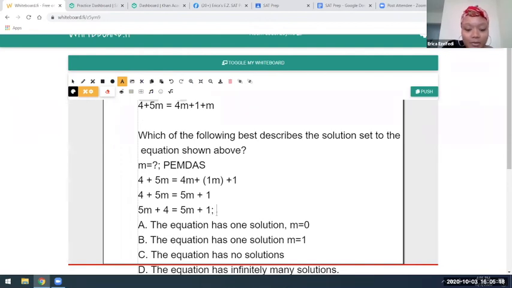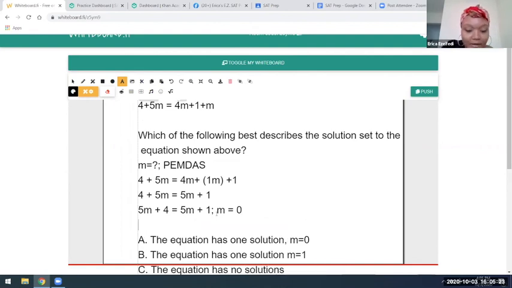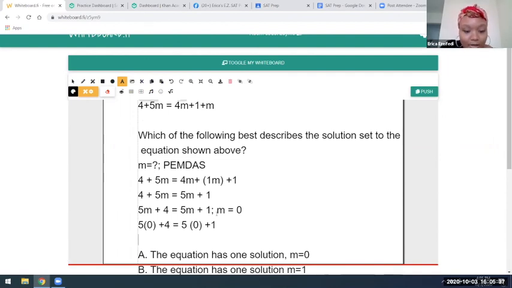So let's say m equals 0. We're going to try and see. So we have 5 times 0 plus 4 equals 5 times 0 plus 1. So that simplifies down to 4 equals 1. And 4 does not equal 1. 4 equals 4 and 1 equals 1.